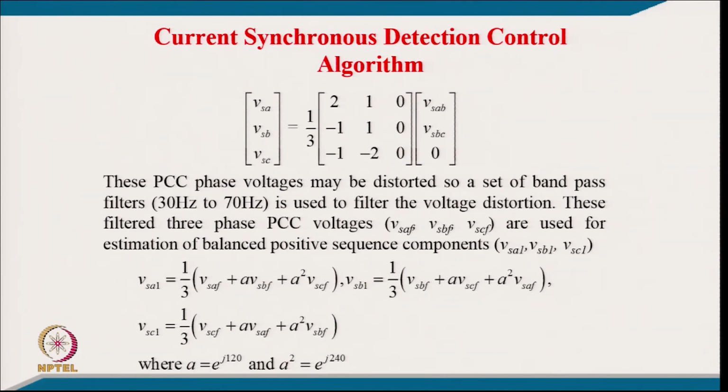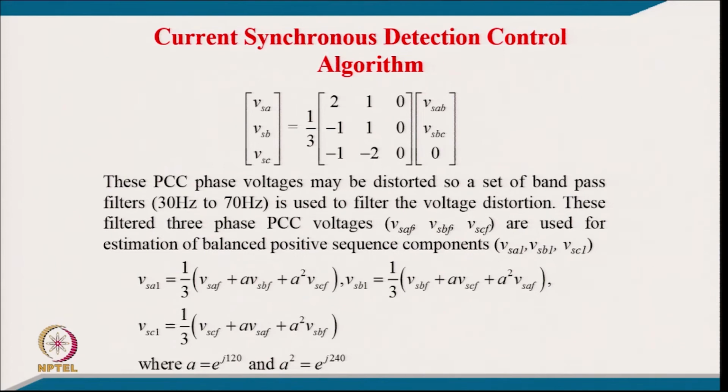And this PCC voltage may be distorted. So, a band pass filter has to be used to filter out the voltage distortion, and these filtered 3 phase fundamental voltages are used for estimation of positive sequence voltage. This is the positive sequence voltage which I am mentioning.